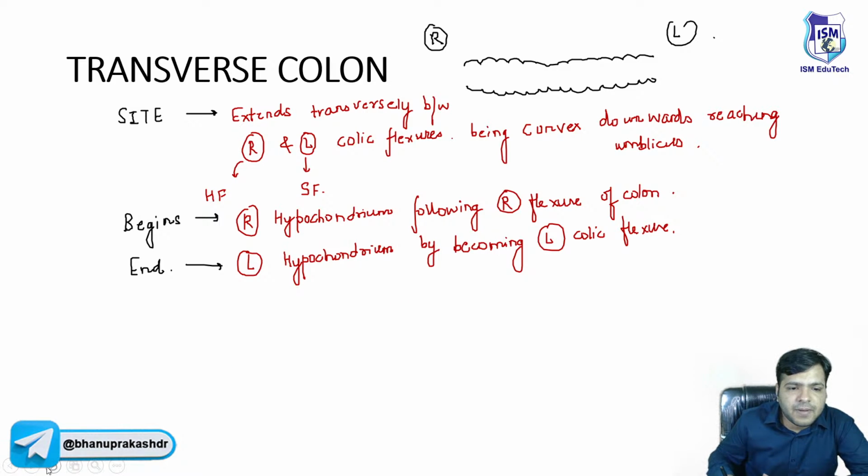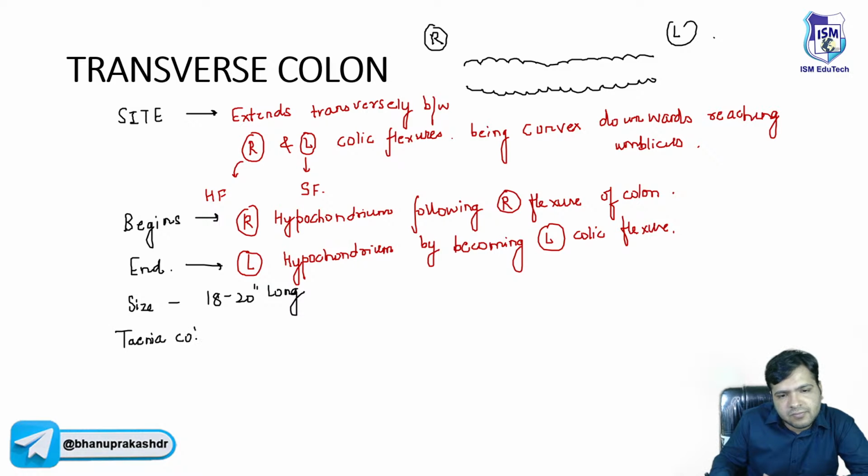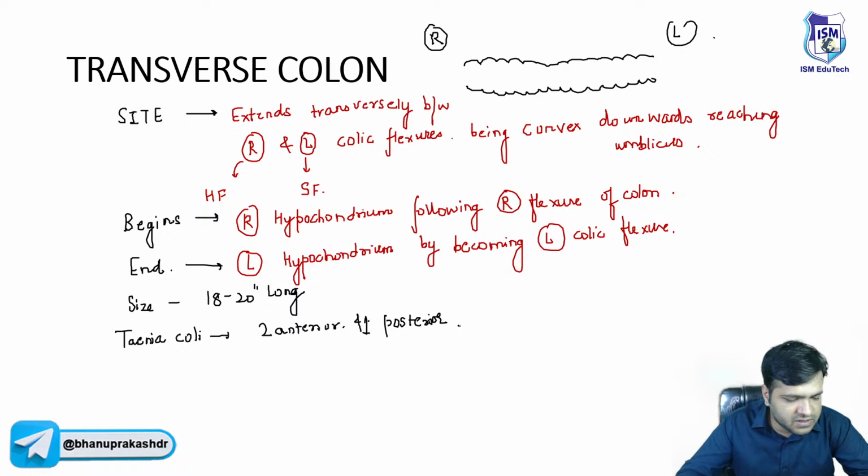Now, if we talk about the size, beta, remember the size, it is 18 to 20 inches long, right? The tinea coli, beta, the folds, basically they are two anterior and one posterior.